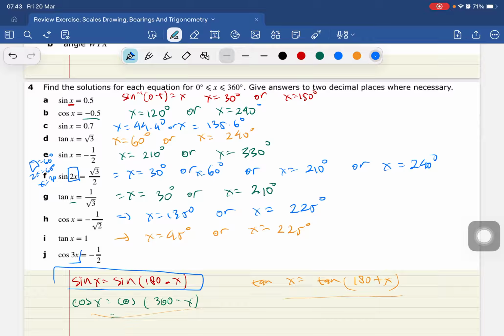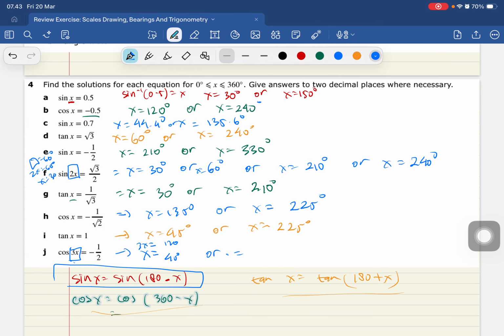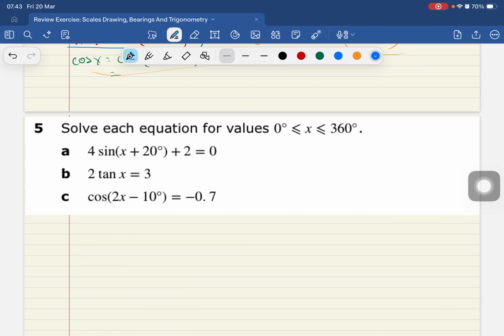This is 3x. So okay, 120 first, and we can divide it by 3. So this 3x is gonna be 120, so for x only, it's gonna be 40 degrees. Or x equal to 80 degrees, or x equal to 160 degrees, or x equal to 200 degrees. This all we multiply by 3. Then x equal to 280 degrees, and the last x equal to 320 degrees. As this is 3x, we multiply by 3.